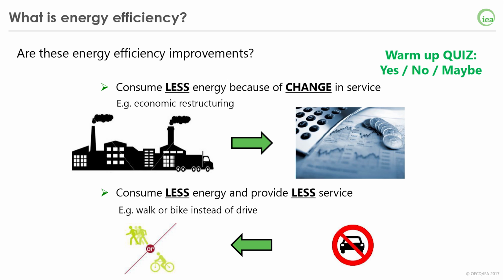To give you an answer, these 2 examples don't represent energy efficiency improvements. Indeed, the first one represents an economic restructuring without any real efficiency actions, and the second, even if it will be beneficial in terms of air pollution and climate mitigation, the service they provide is of a lower quality. For example, an efficiency improvement for the second example would have been using more modern cars.